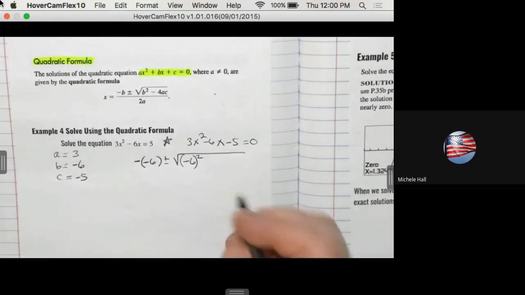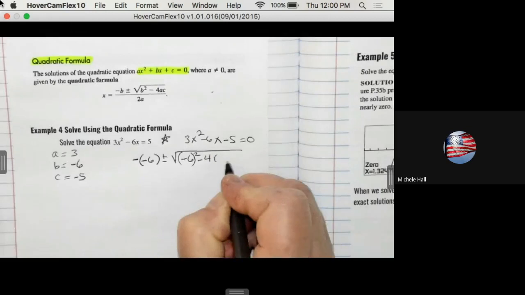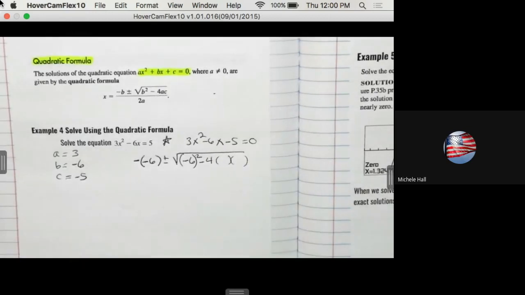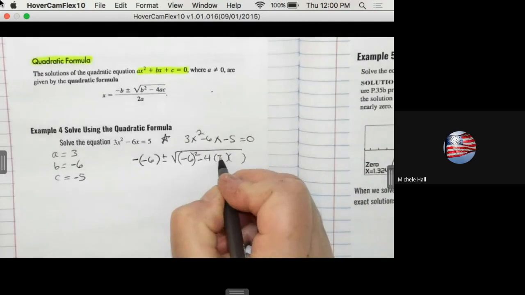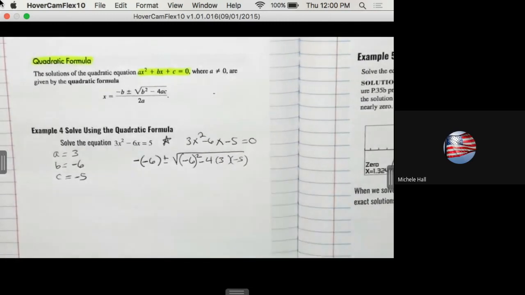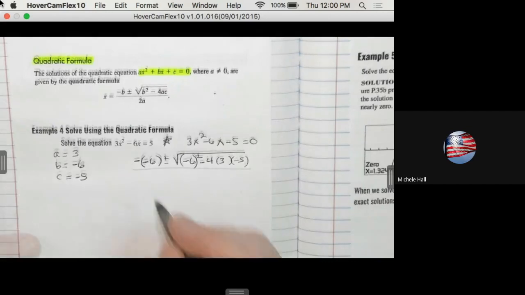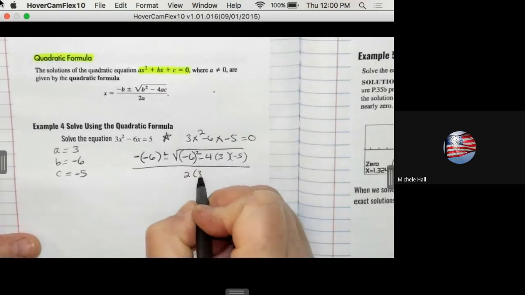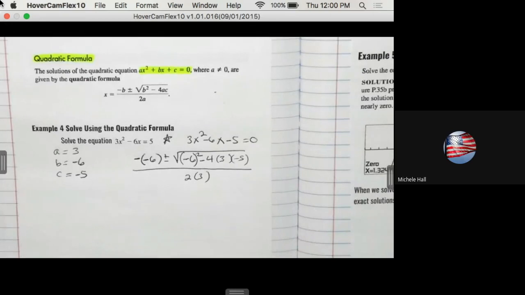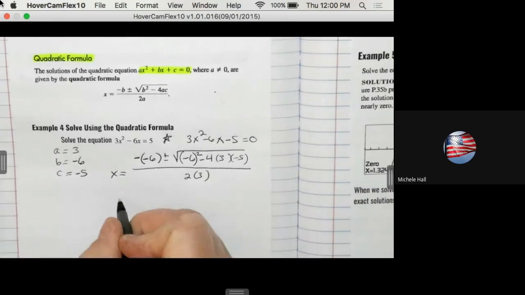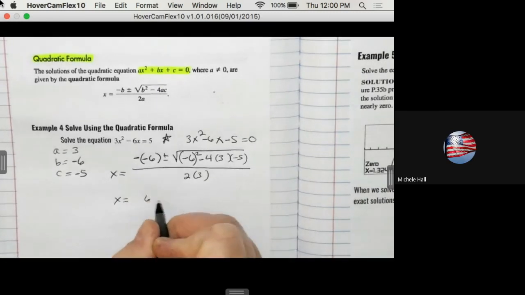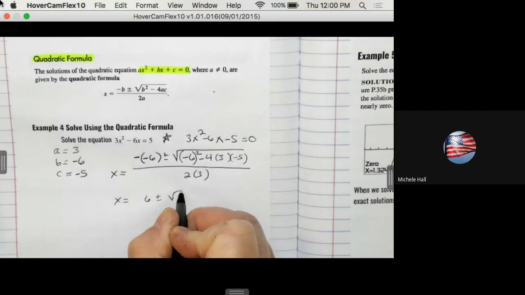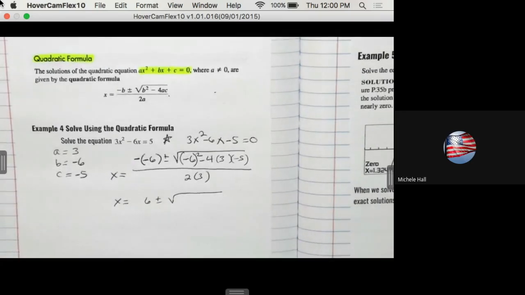So we had b squared minus 4 times a times c, -4 times a times c, and then all of that over 2 times a. Then you just start to simplify. And this is x equals that. X equals positive 6 plus or minus, what's -6 squared?